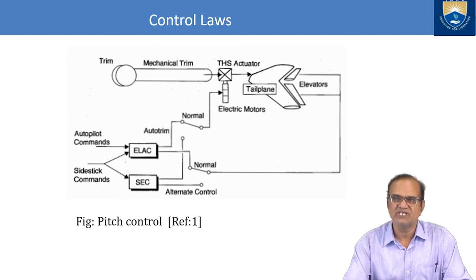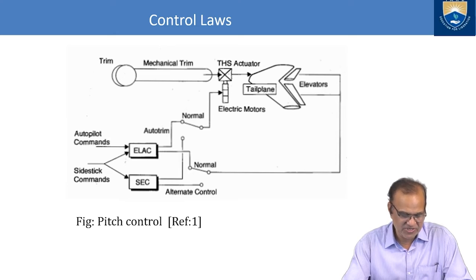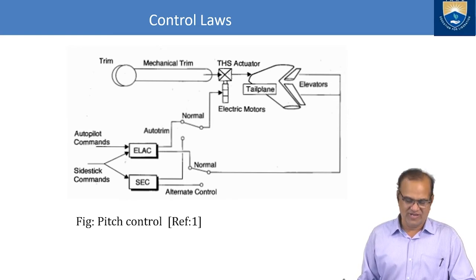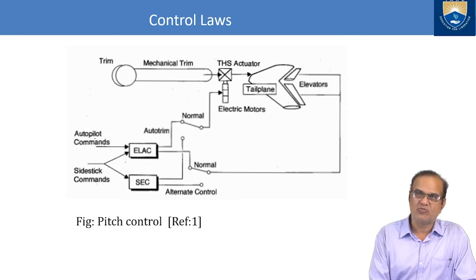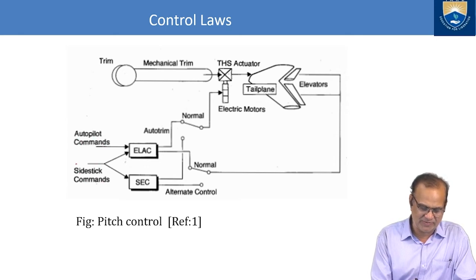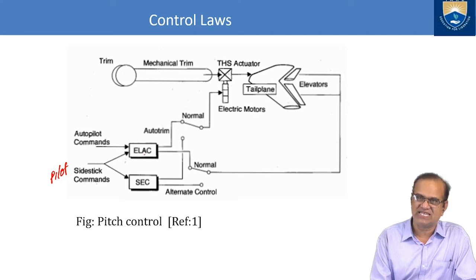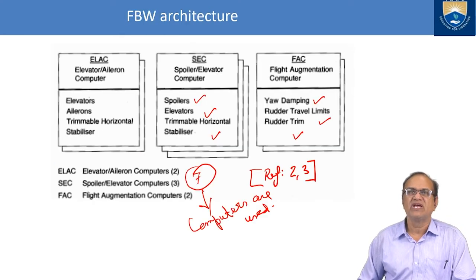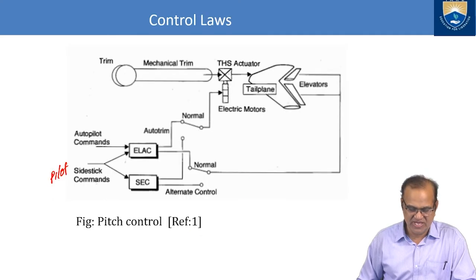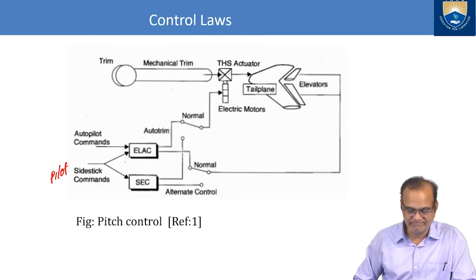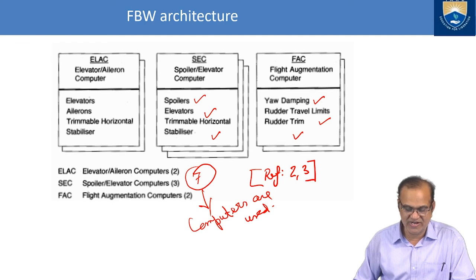Here, we have to see some of the control laws, how control laws work, starting with pitch control. I have shown the elevator here. You can see here the autopilot command and the side stick command by the pilot. It is a mechanical command, and the autopilot command goes to ELAC. What is ELAC? Just now I told you, it is the elevator and aileron computer, and this also goes here to the spoiler and elevator computer.